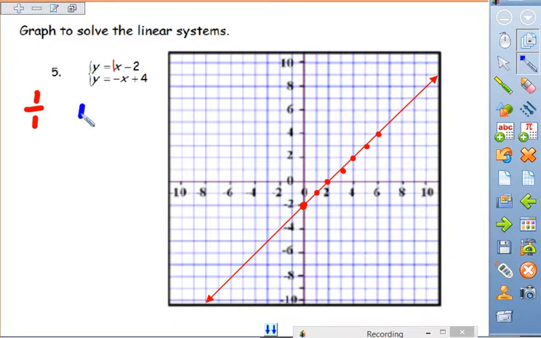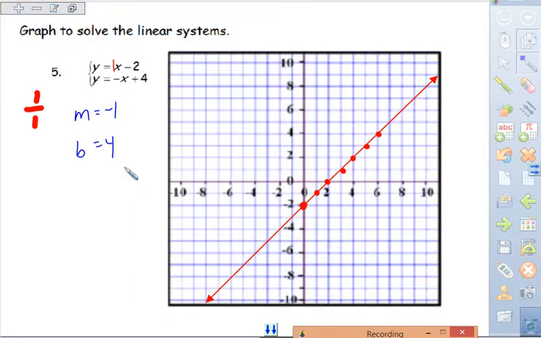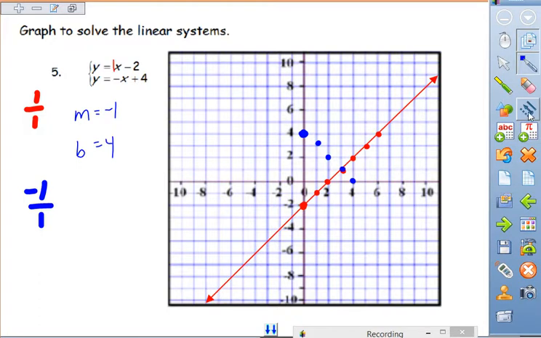Then the second equation has a slope of negative 1 and a b-value of positive 4. So when I graph, I'm going to intersect at 4, and then my slope is negative 1 over positive 1. So that's going to be down, forward, down, forward, down, forward, down, forward. And then I use my straight edge to connect my dots.